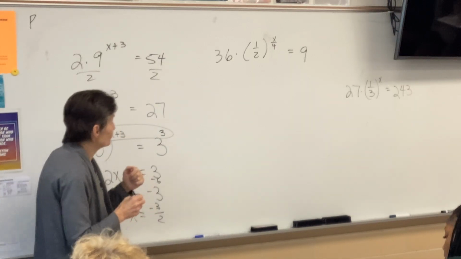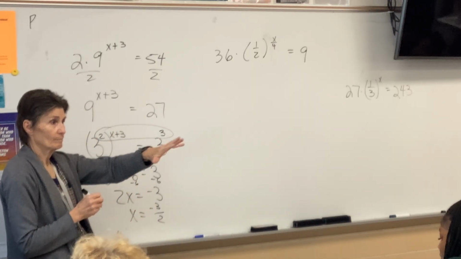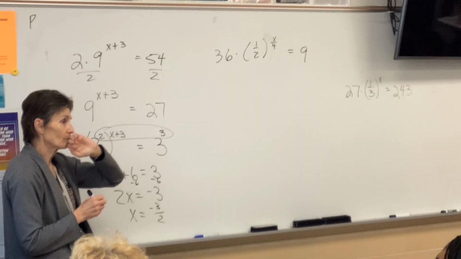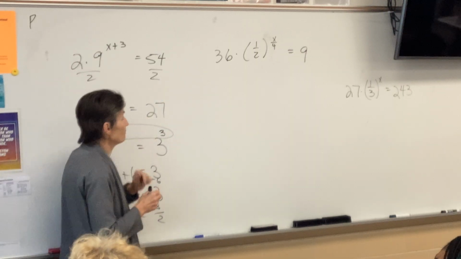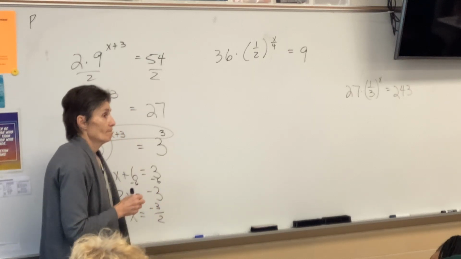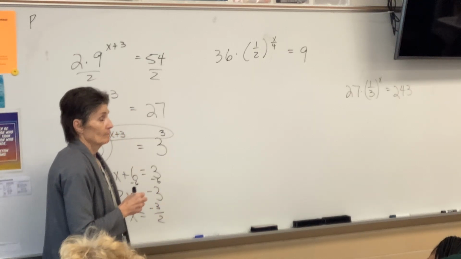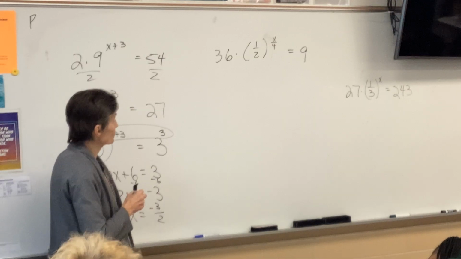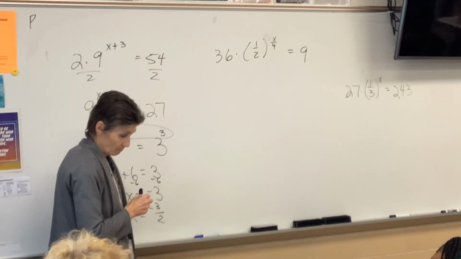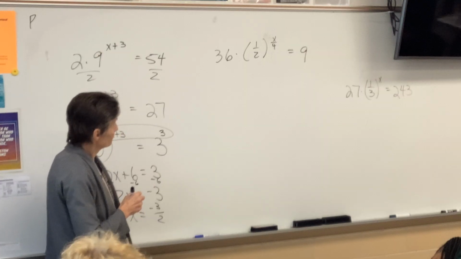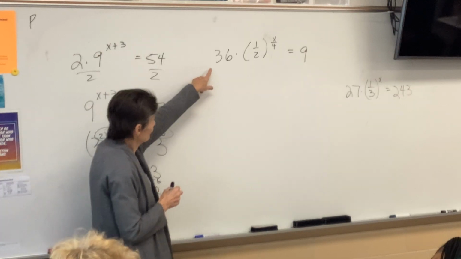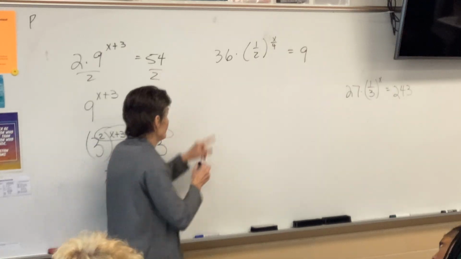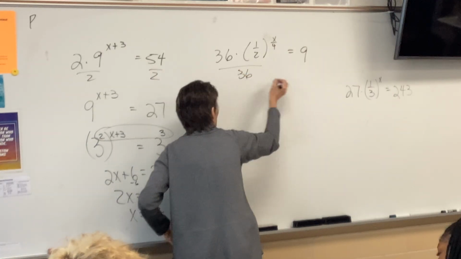Is anybody able to do that one on your own? Couple people not. All right, let's try this one. Step one. Deanna, what are we gonna do first? Problem two. Divide by 36, that is 7.